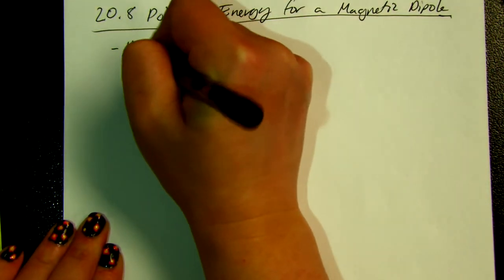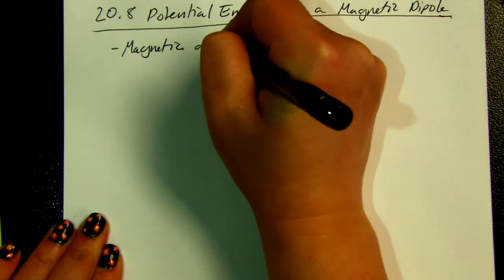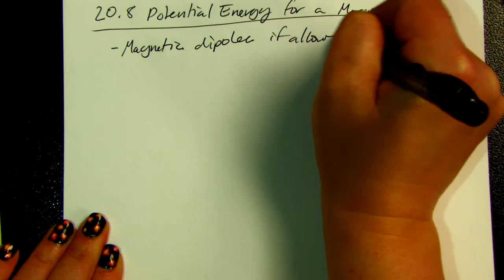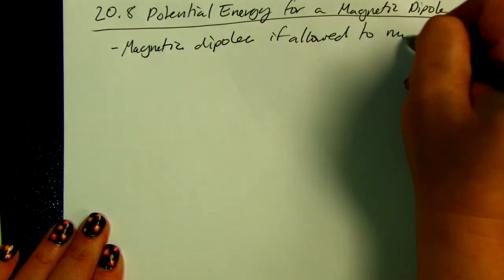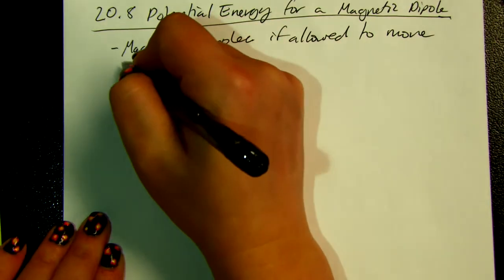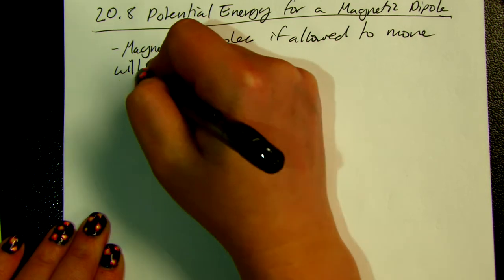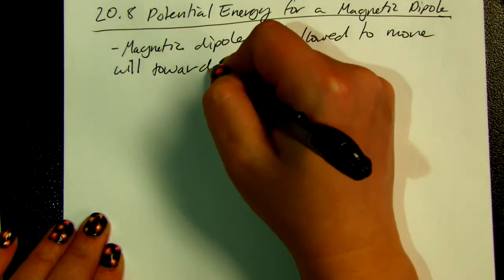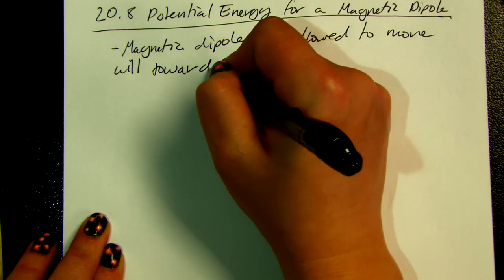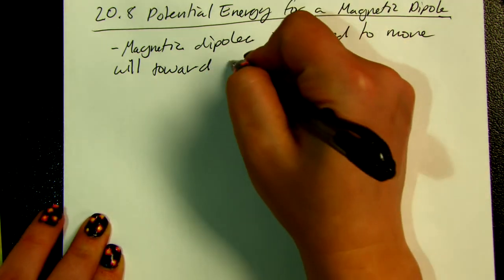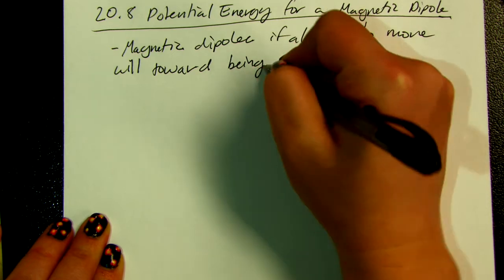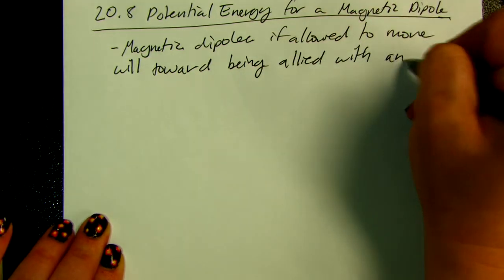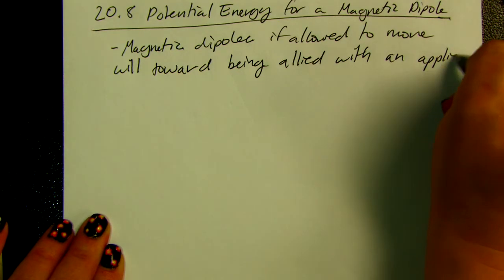Okay, so magnetic dipoles, if allowed to move, will turn towards being aligned with an applied magnetic field.